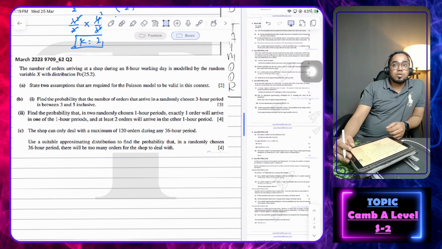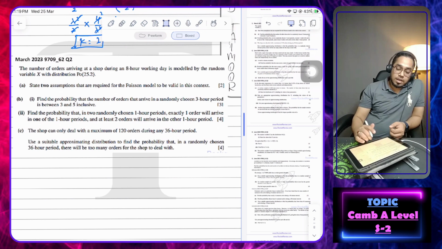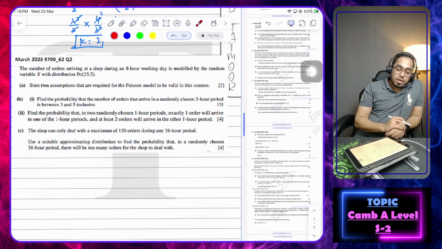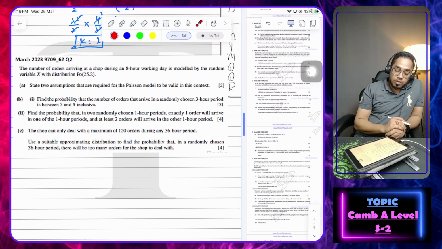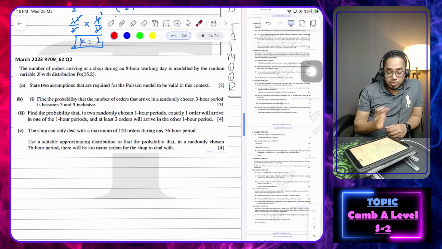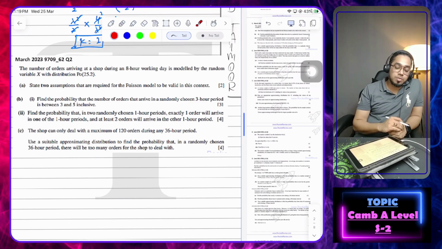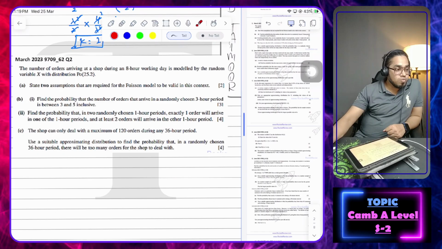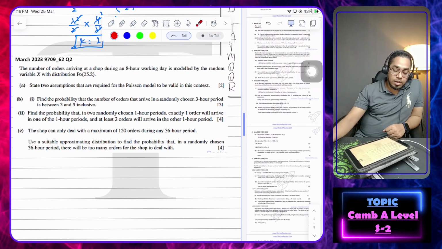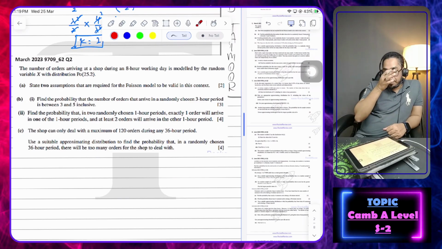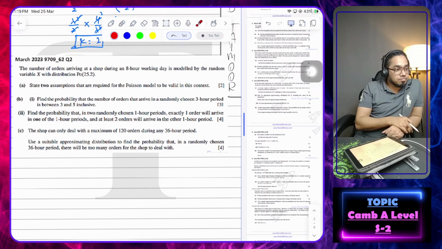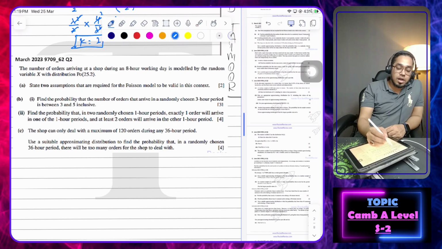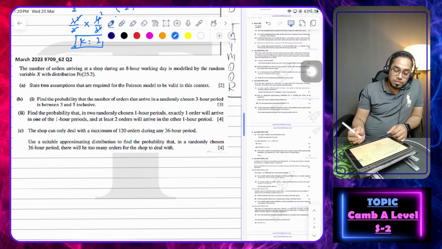Okay, so we have another question right over here, which is asking about the number of orders arriving at the shop during an 8 hour working day, modeled by the random variable X with a distribution Poisson 25.2. It means the parameter lambda is exactly 25.2. State the two assumptions that are required for the Poisson model to be valid in this context. Orders arrive should be at a constant rate.